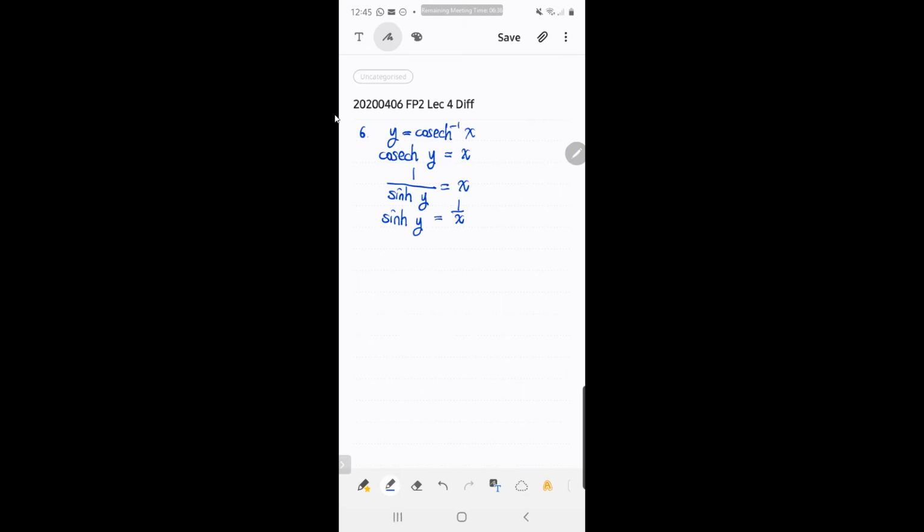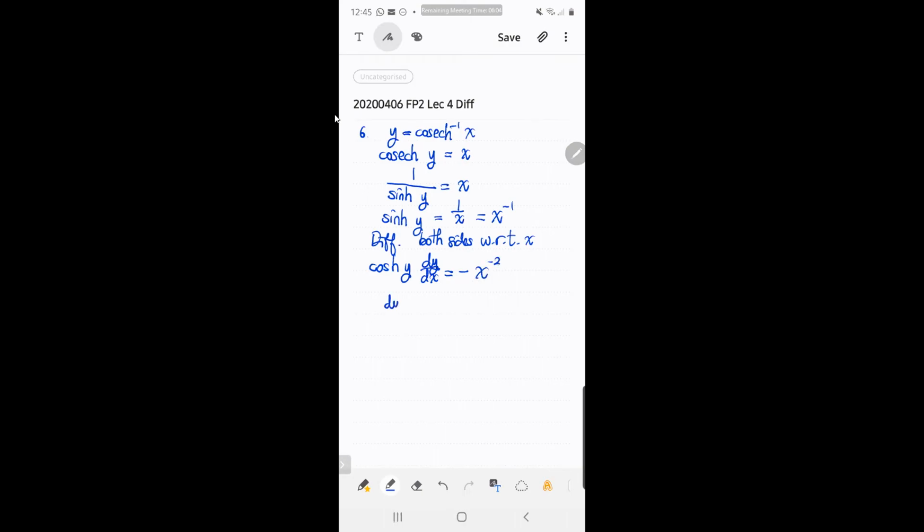Okay, so you differentiate both sides. So this one means x to the power of negative 1. Yeah? So you differentiate both sides with respect to x. So I have cos y. You differentiate sine y as usual, but remember you have an additional term, dy dx. And this is equal to negative x to the power of negative 2, right?